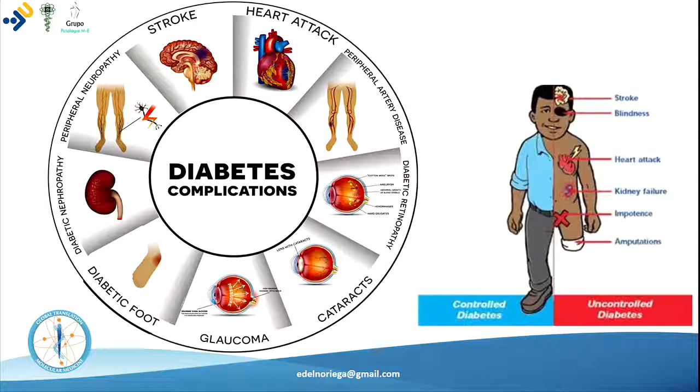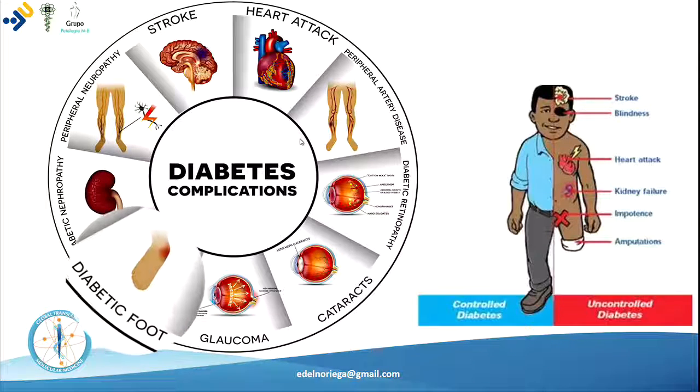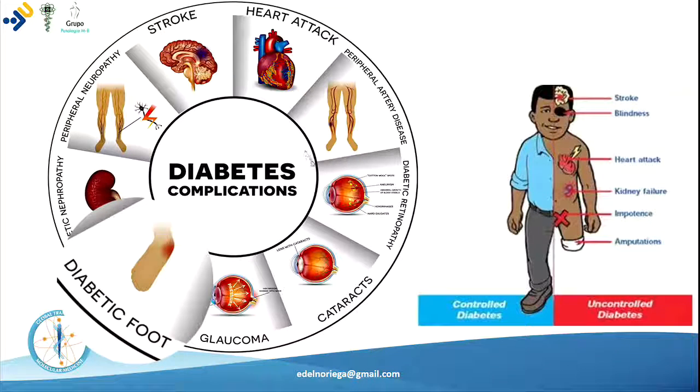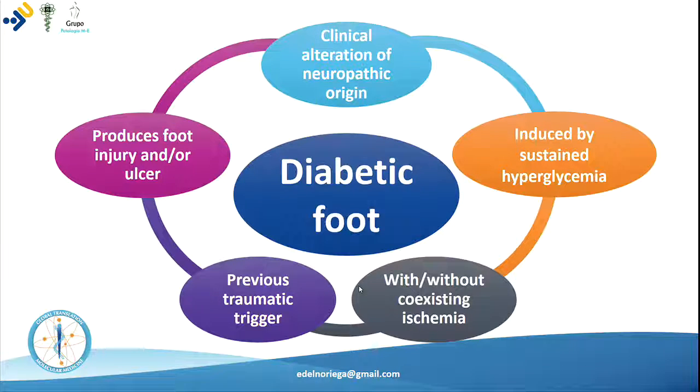As diabetes mellitus incidence increases worldwide, people who suffer this pathology live longer. So many organ systems seem to be affected by this pathology, especially diabetic foot complications, which increase dramatically. Diabetic foot is a clinical alteration of neuropathic origin induced by sustained hyperglycemia with or without coexisting ischemia, with a previous traumatic trigger, and all of this can produce foot injury with or without ulcer.